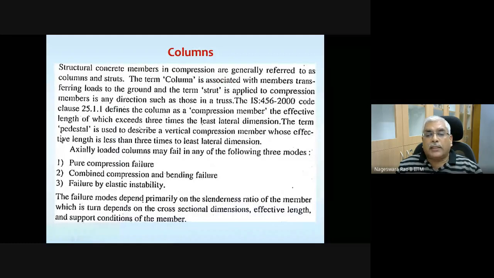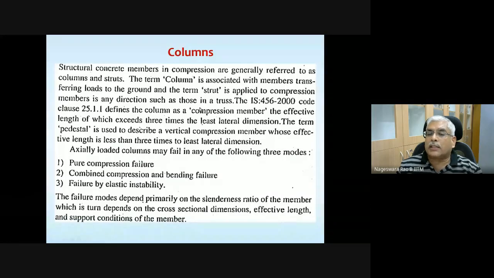The term pedestal is used to describe a vertical compression member whose effective length is less than 3 times the least lateral dimension. When the effective length exceeds 3 times the least lateral dimension, that is referred to as column or strut, and if it is less than that, that is referred to as pedestal.